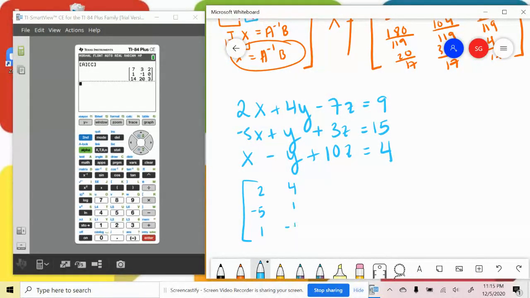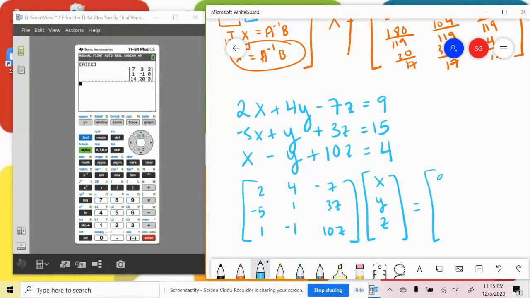4, 1, negative 1. My second column is my y's. My third column is my z's. My variable matrix, I've got x, y, z. You might be wondering, I said these were columns, right? But when you multiply it, picture this, rows by columns: 2x, 4y, negative 7z, equals my answer matrix, which is 9, 15, 4.